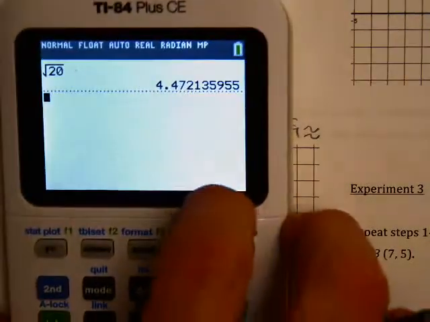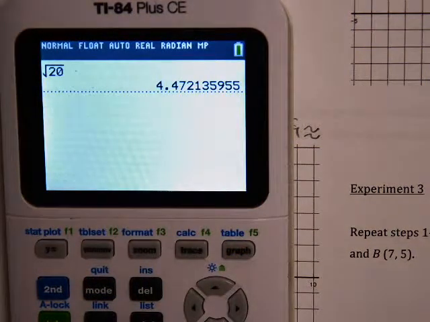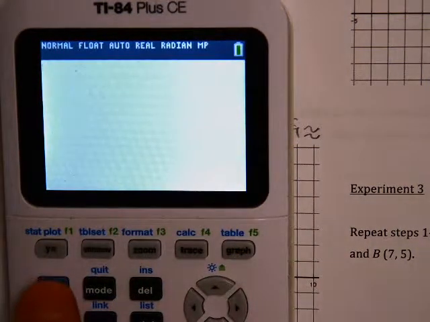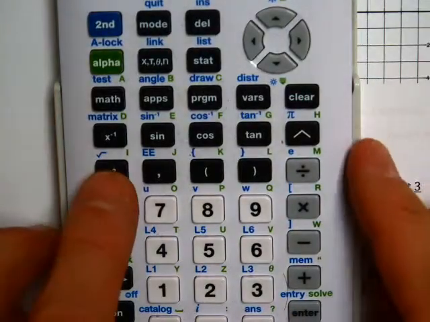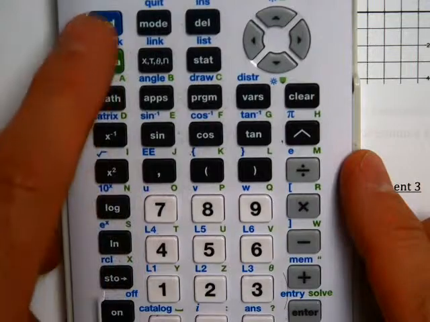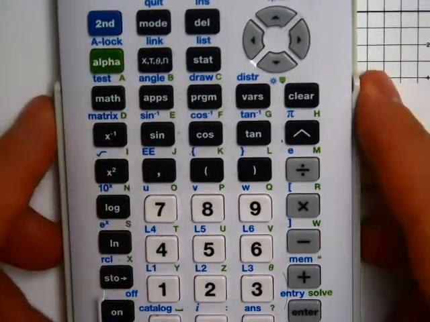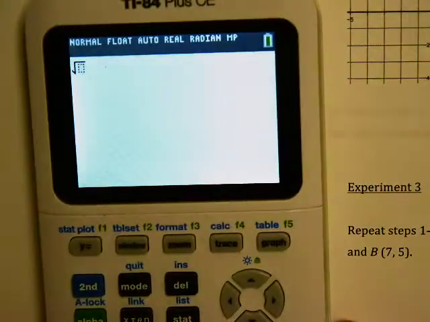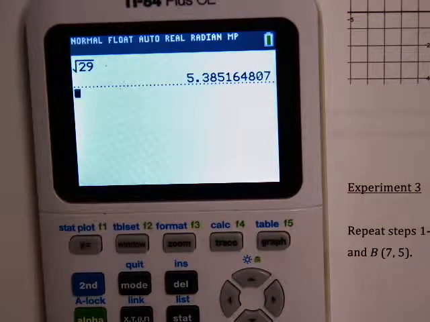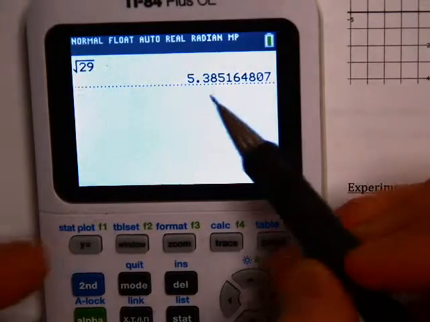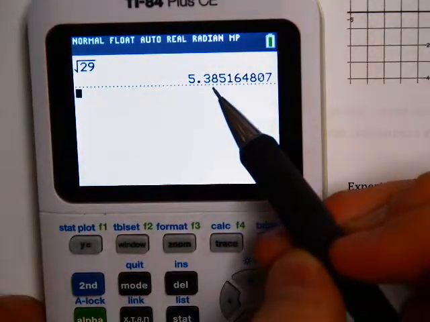Do you guys know how to get the square root on your calculators? It's second, the blue key, on the left side just above the x squared. So second and then x squared gives you the square root. And then you just put the number in. On the older style calculators, you put the number in and then hit square root and it gives you the answer. So this would be 5.39.